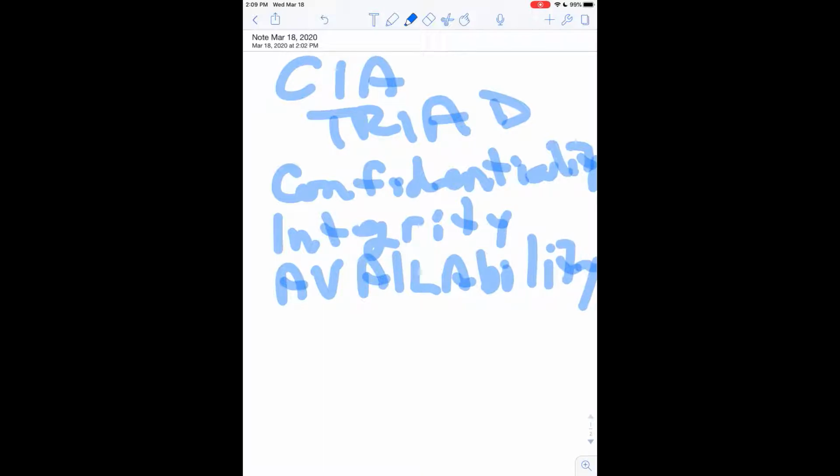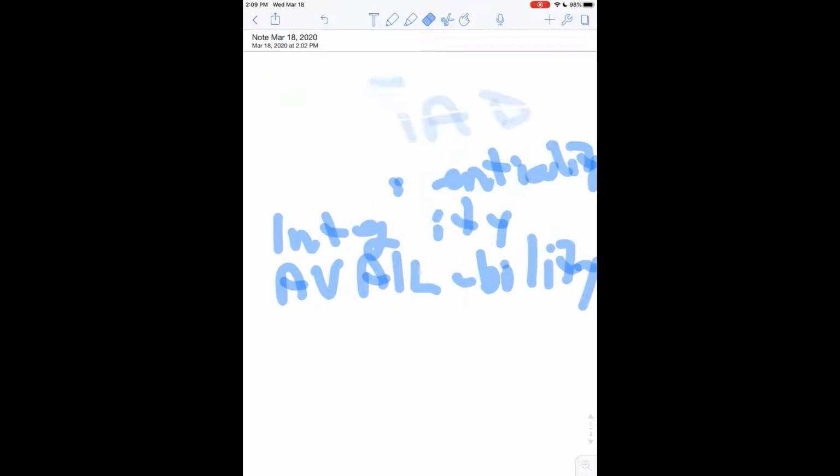So, confidentiality, this is exactly what it sounds like. It's a way of keeping data and information confidential. Within the confidentiality area, think encryption, or a way of hiding data, and that type of thing. We're just trying to keep data confidential.